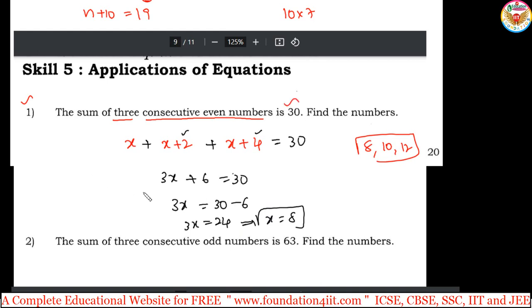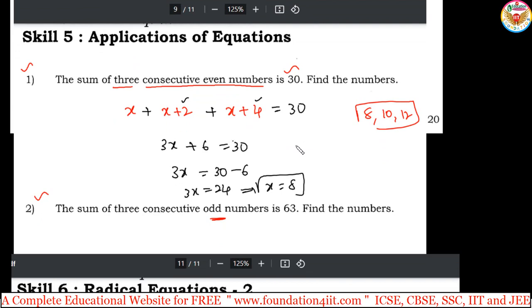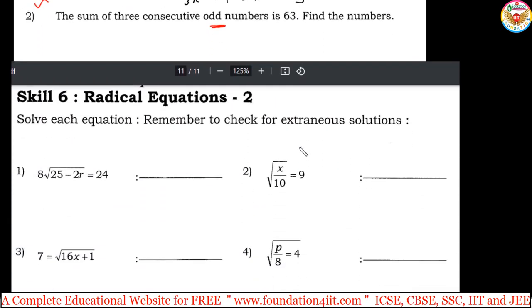Same way, odd numbers also, if you have some word problem. Very few I am giving, applications of the equations. Page numbers 9 and 10 I am giving, those you can practice. Right. Next we have another type of questions, the radical equations.